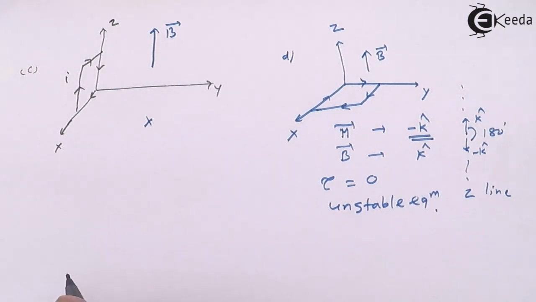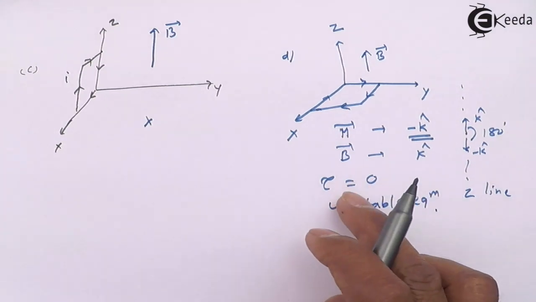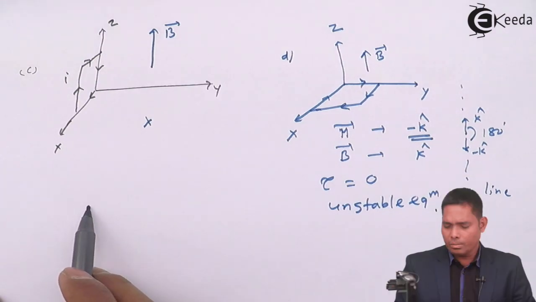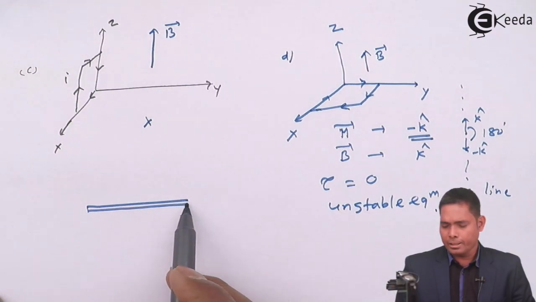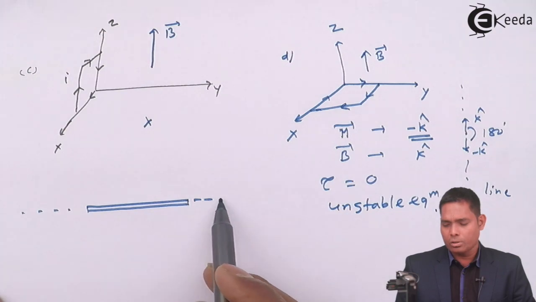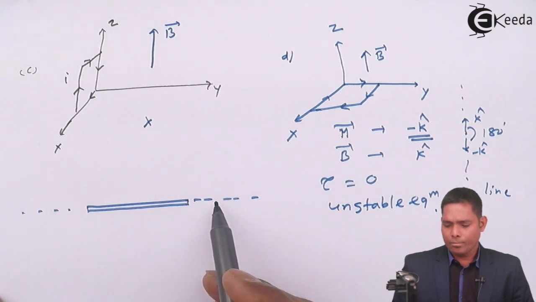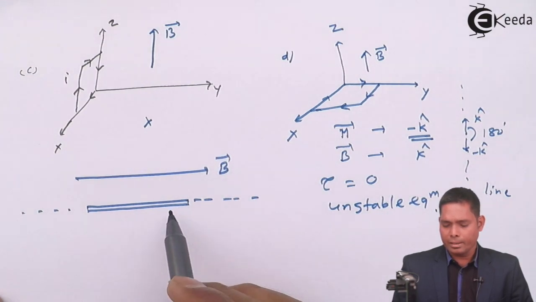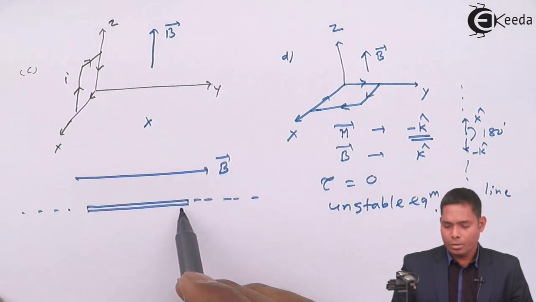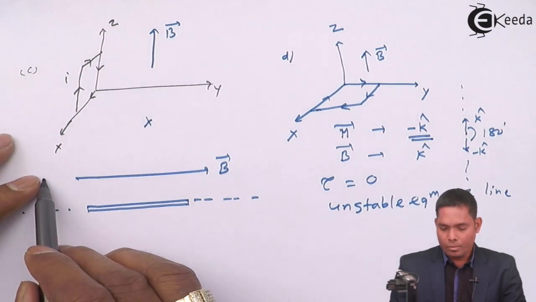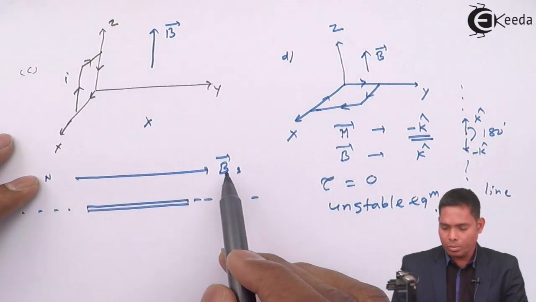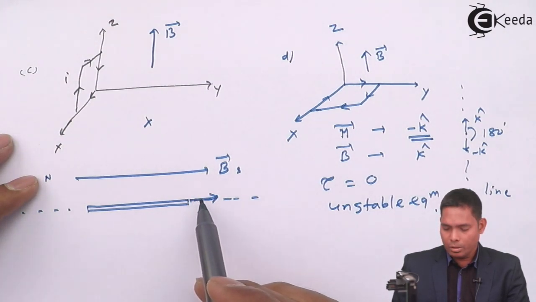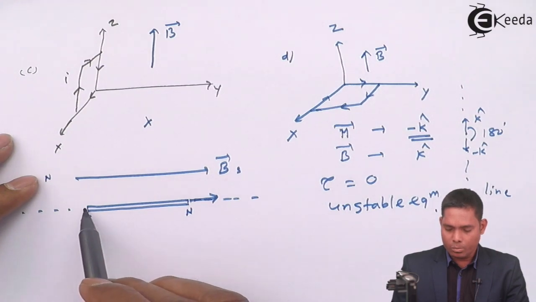I hope that you understand why at 180 degrees it is unstable equilibrium. Because the situation is something like this. To understand this I will just take this illustration. Suppose a magnet is there, and the magnetic field is like this, an external magnetic field. Suppose this is the north pole, this is the south pole, and this should be the north pole and this is the south pole.